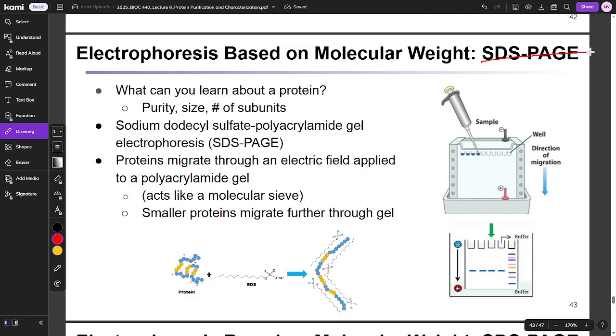Here we've got SDS-PAGE. This is probably one of the more important ones that you'll see in this class. You can learn a lot from SDS-PAGE. You don't really have to know how SDS-PAGE works. There's a positive terminal and a negative terminal, and basically proteins travel depending on their charge. If you apply certain things to it, you can get certain traveling paths. But you can learn about the purity, the size, and the number of subunits if you use beta mercaptoethanol, a reducing agent.